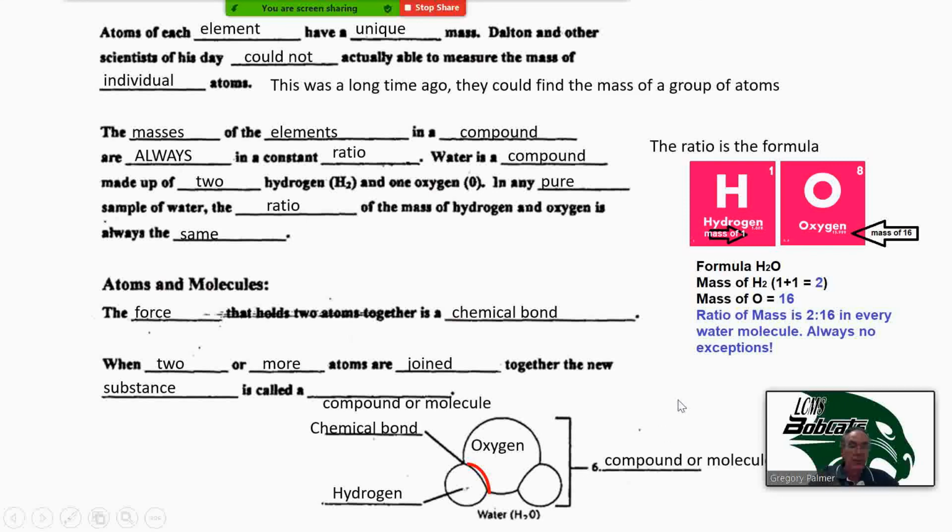And we figure out the ratio of the masses. Each hydrogen has a mass of 1, so there's 2 of them. Oxygen has a mass of 16, and there's only 1 of them. So the ratio of the masses is 2 to 16.